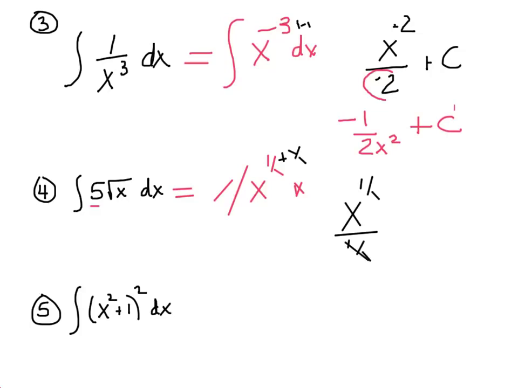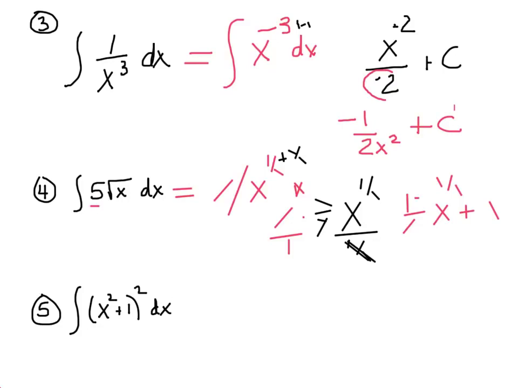Dividing by a fraction is the same as multiplying by its reciprocal. So I'm actually going to say times 2/3. Okay, now don't forget you have that 5 out front. So I actually get, that's 5 over 1, so I get 10/3 x to the 3/2 plus c. Okay, so let me say that again.